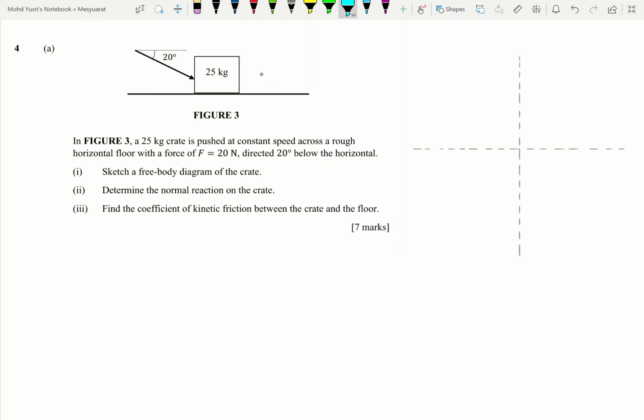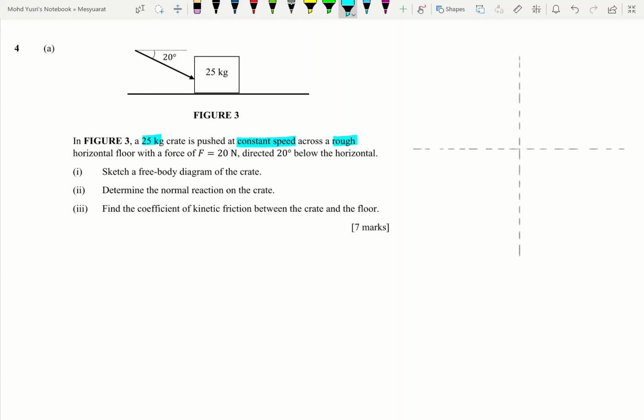Okay, so objek 25 kg is pushed at constant speed. Constant speed maksudnya acceleration 0. Apabila acceleration 0, maksudnya net force sama dengan kosong. F is equal to ma. Now, since it is constant speed, acceleration 0, net force F is 0.